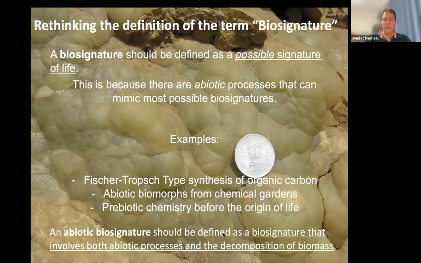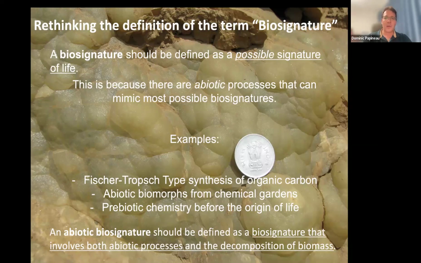The term abiotic biosignature should be defined as a biosignature that involves both abiotic processes and the decomposition of biomass. For example, you have graphite. Graphite is not a product of life, but rather of thermal metamorphism. On the other hand, the precursor to graphite, which is the organic matter, could have arisen from decomposed biomass. So graphite is a possible abiotic signature of life. Hopefully that example makes it clear. And here in the background, I put some botryoids, botryoidal silica, that were closely associated with stromatolites. It's been tempting for many geologists to consider these possible biological signatures. But the fact of the matter is that we don't really know the origin of these features.